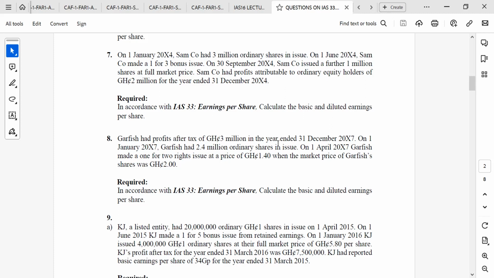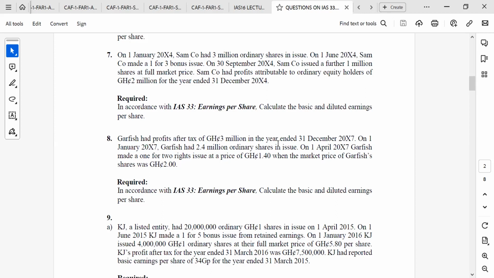Okay. So this one, the diluted and then the basic earnings per share, they'll all be the same because there is no issue that is going to be diluting the shares over here. But our focus is on the right issue. Our focus is basically on the right issue.